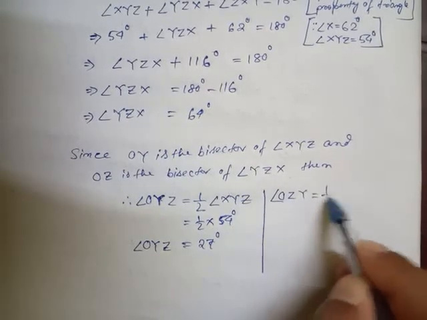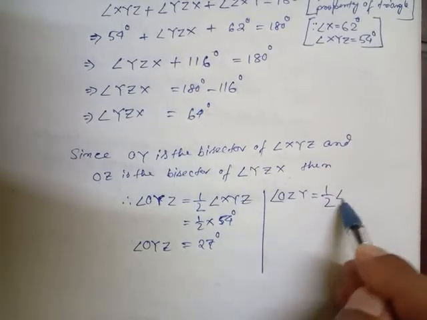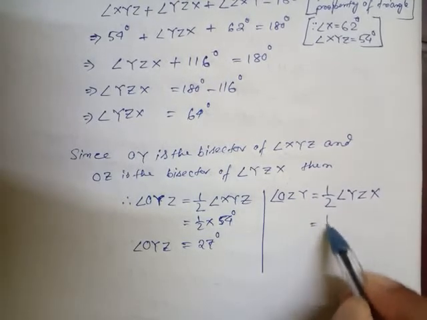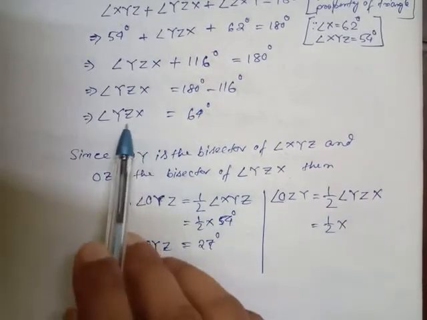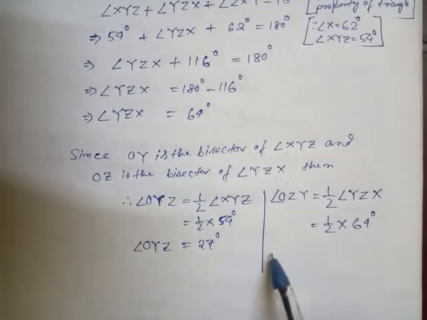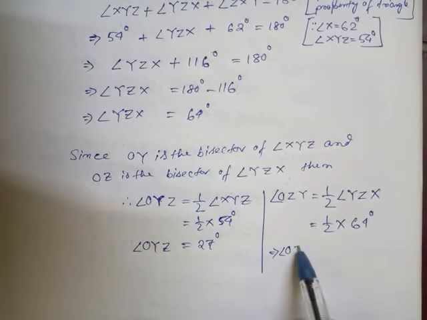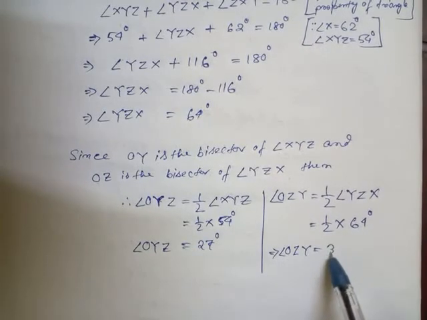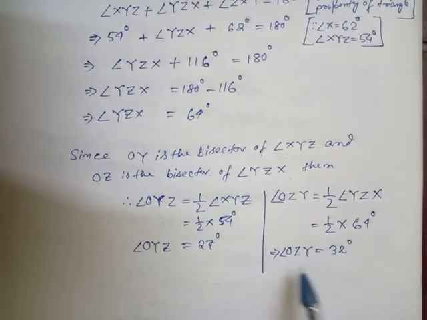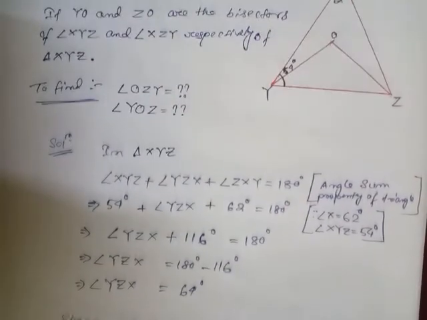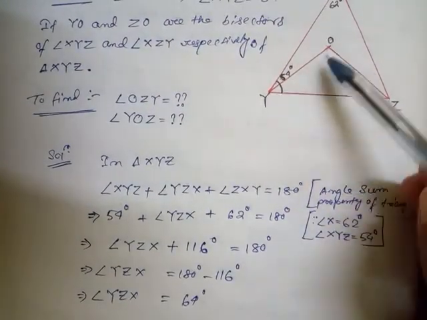Now here student, next would be angle OZY, this equals half angle YZX. So half into, what is the value of YZX here? 64 degrees. We'll write down 64. So after cancellation, OZY equals 32 degrees. This is the answer. Now look student, after that, in the diagram we need to find out YOZ.